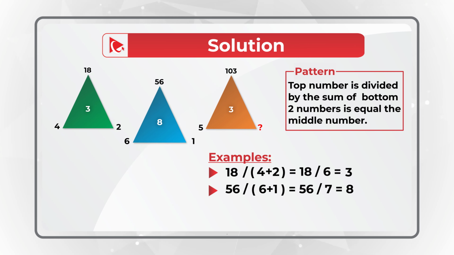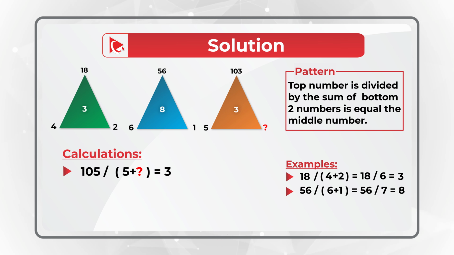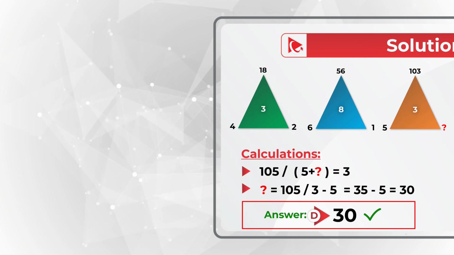So to calculate the missing number, we need to build an equation. 105 divided by 5 plus the missing number equals 3. To calculate the missing number, we need to divide 105 by 3 and subtract 5. 35 minus 5 equals 30. So the answer is choice D, 30. Hopefully you've nailed this question and now can easily solve these types of challenges on the test.